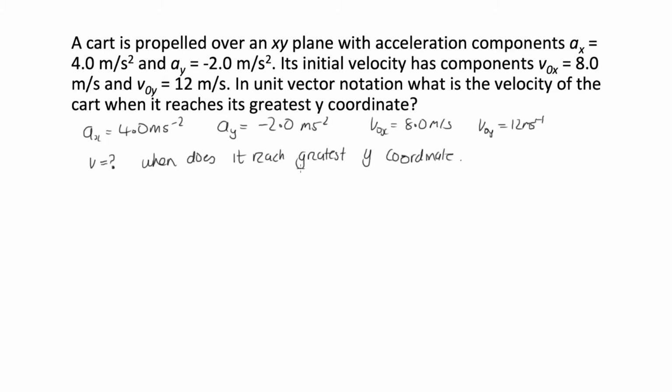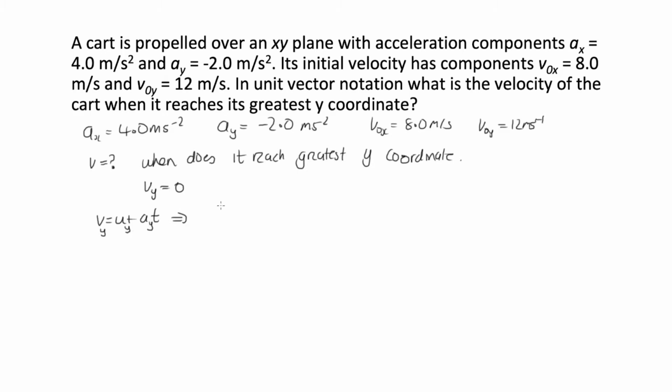Okay, so it'll reach the greatest y coordinate when Vy equals 0, for the same reason that in projectile motion, the greatest height is when it's changing direction. So we need to find out when Vy is equal to 0. We have Ay equal to minus 2 meters per second squared, and we can use V equals U plus AT, considering y components here.